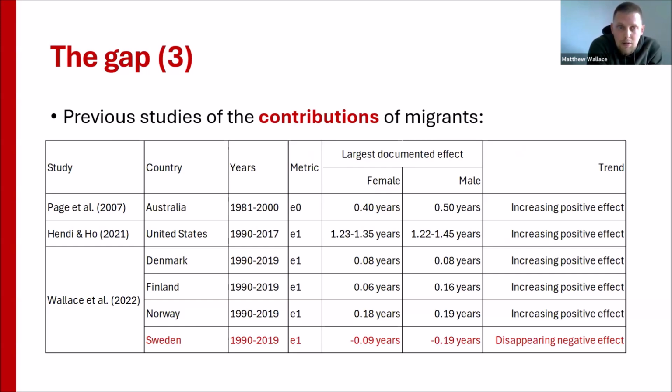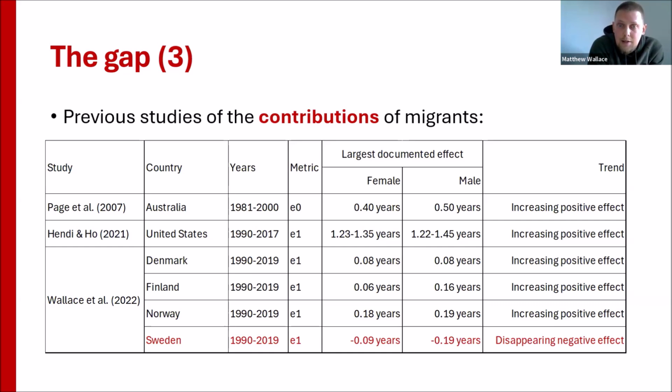So this is just a small table here outlining the study that was conducted, the country in which it was conducted, the years that were included in the study, the life expectancy metric taken, and the largest documented effect among men and women, alongside some description of the overall trend over time. So in Australia, they documented an increasing positive effect over time, to the point where female migrants were enhancing national life expectancy by 0.4 years, and male migrants by half a year. And they argue that these increases were not trivial and had helped elevate Australia's position in global national life expectancy rankings. Following that study, there was a study by Aaron Hendy and Jessica Ho in the US.